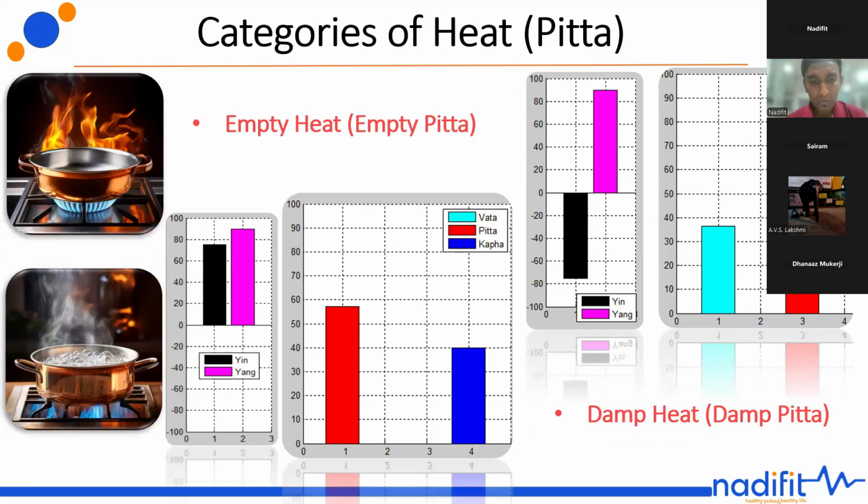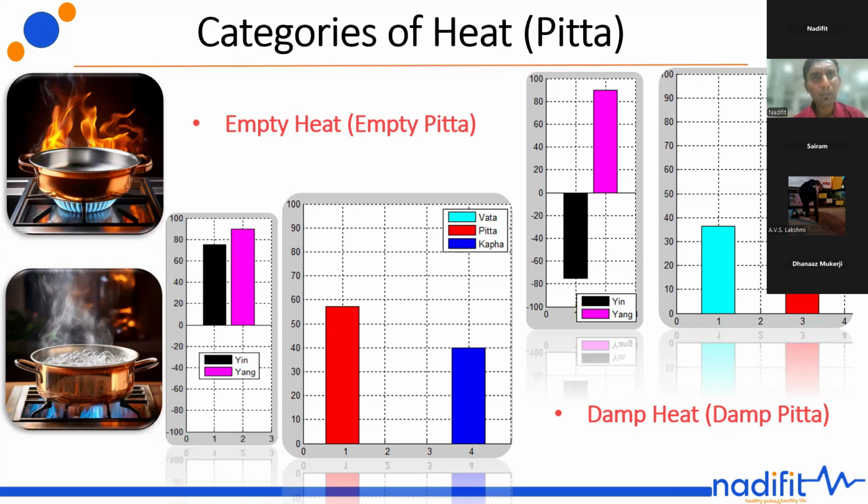So when it comes to Pitta or heat, we are deriving this into 2 different categories: empty Pitta or empty heat, and damp heat, the damp Pitta. What is empty heat? To understand this better, I'll take an example. I'll take an empty vessel, an aluminum vessel, nothing in that, and I'll keep it on the burning stove.